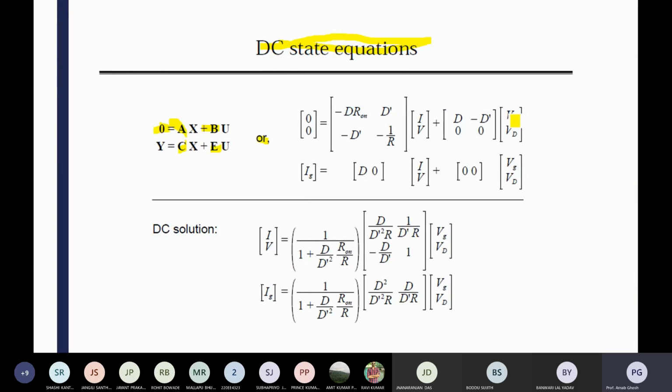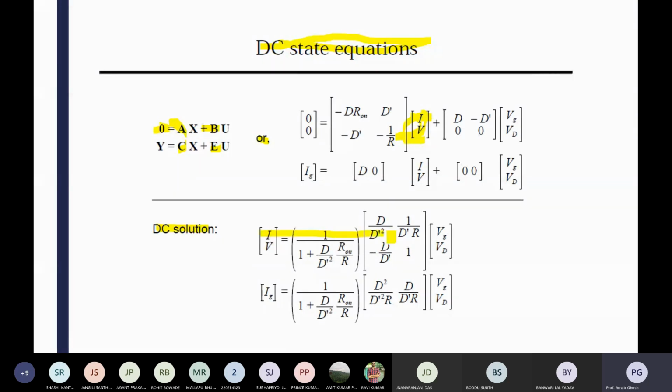So what is your DC solution? From here you have to calculate the values of I and V. I means your inductor current in steady state, meaning DC current, and capital V is your output voltage, meaning the final DC value. That you have to calculate.